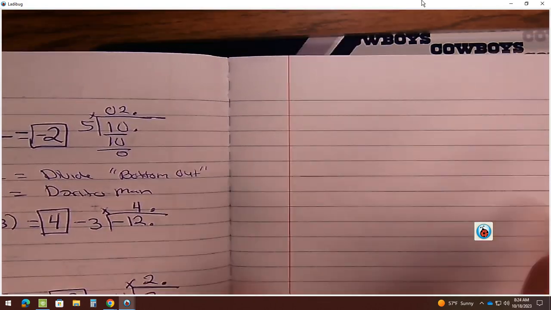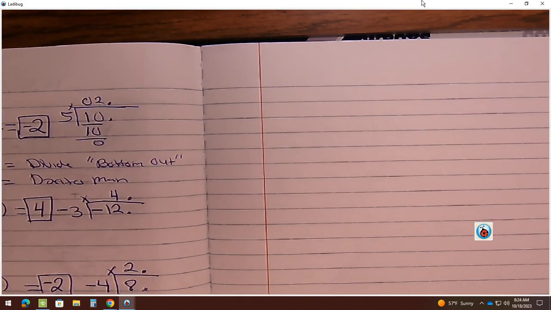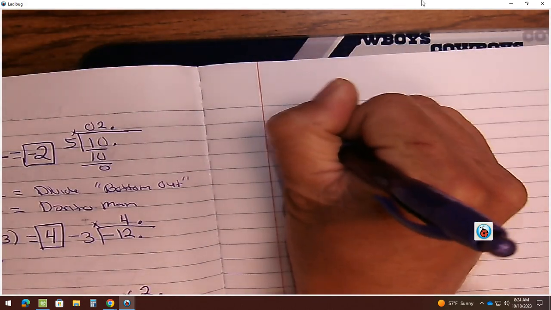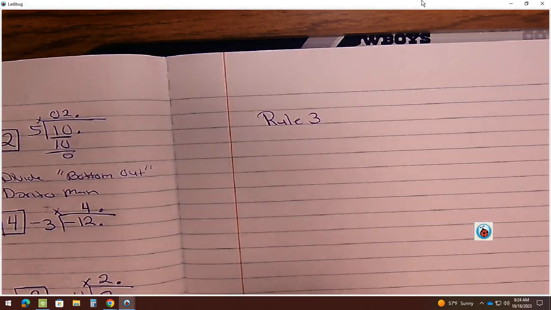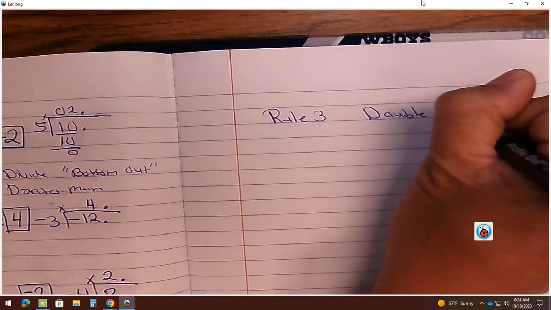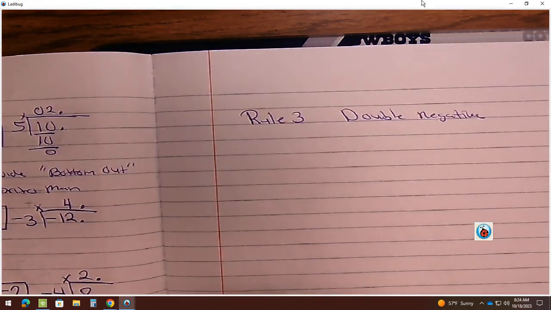Now let's just put some notes here of the double negative. Okay? Let's put some notes of the double negatives just because I did not give you any notes. This is rule 3. I talked about it in the video, but I never gave you notes. So I'm going to just give it to you. Rule 3 is the double negative rule. And I'm going to make it real fast.